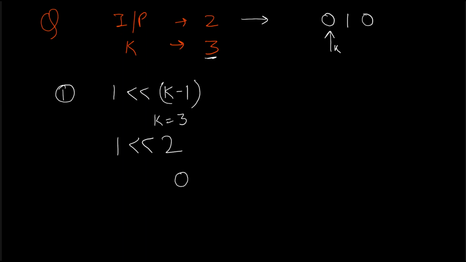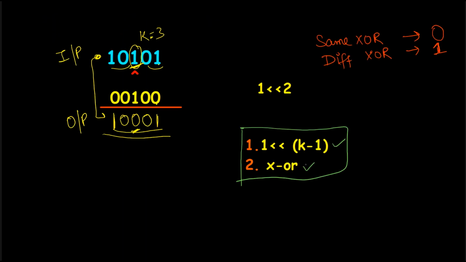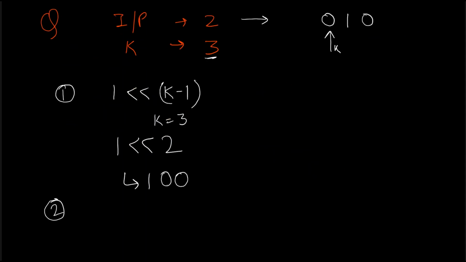That means I got 1, 0, 0. Now the second operation, to XOR. Input is 2, which is 0, 1, 0. So here I'll write 0, 1, 0, and the shifted value is 1, 0, 0. Let's do XOR of both. 0 and 1 are different, so 1. 1 and 0 are different, so 1. 0 and 0 are the same, so 0.